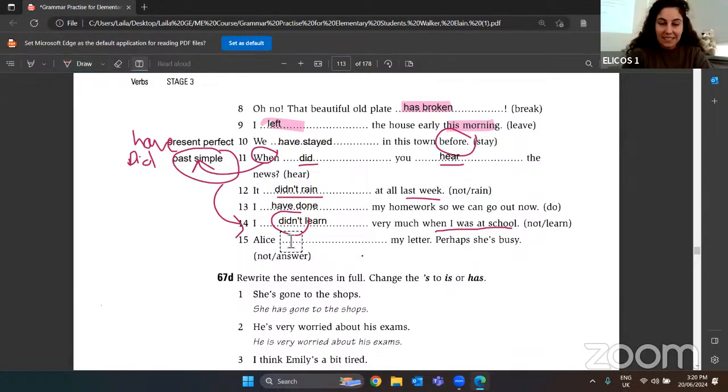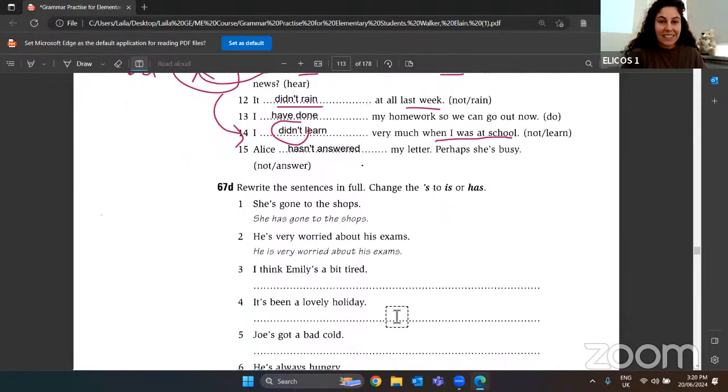15. Alice, and then make it a negative. Alice hasn't answered my letter. Perhaps she's busy. Good. Perhaps is like another word for maybe. So perhaps she's busy.